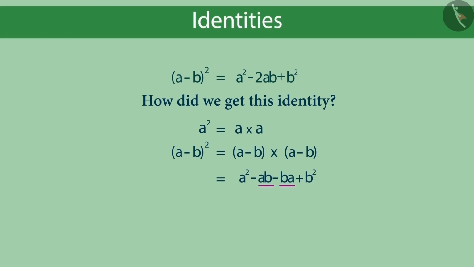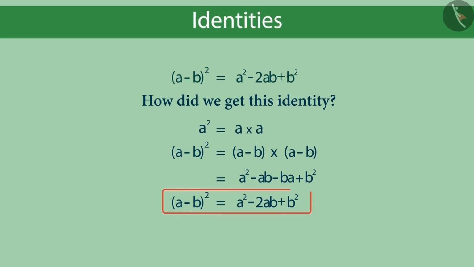Observe the two terms in the middle. Since ab is equal to ba, they can be combined to get this equation. So this is how we got this identity.